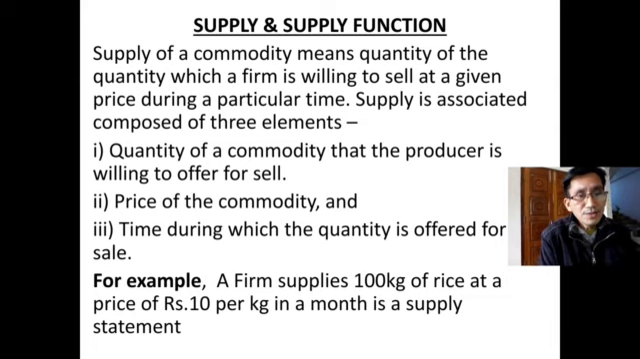So here today we'll be discussing supply, then the supply function, and the determinants of supply. I mean, the factors on which the quantity supplied will depend. Okay. So first of all, let us see what is supply. Supply of a commodity means the quantity of the commodity which a firm is willing to sell at a given price during a particular time.